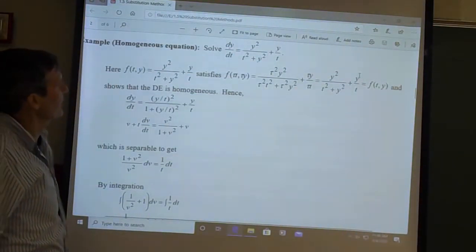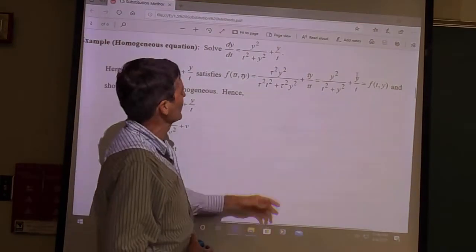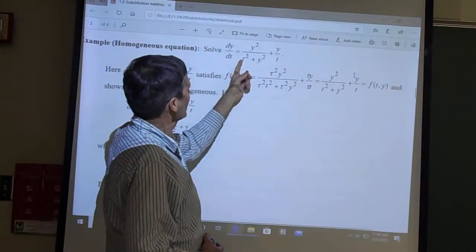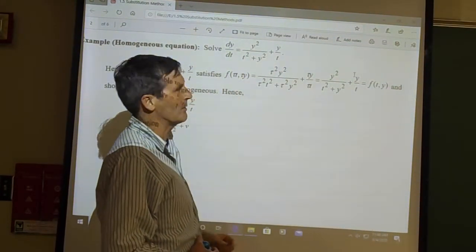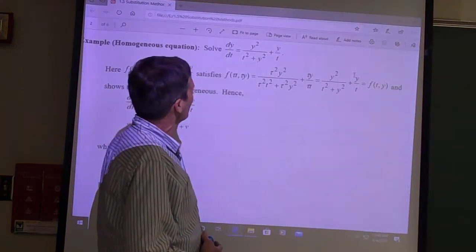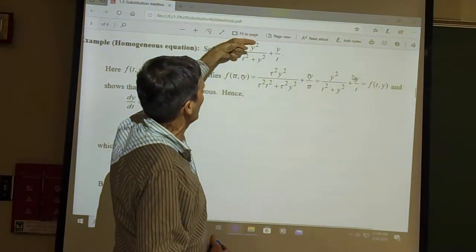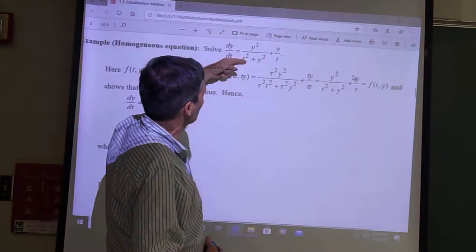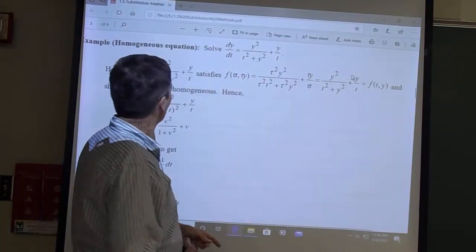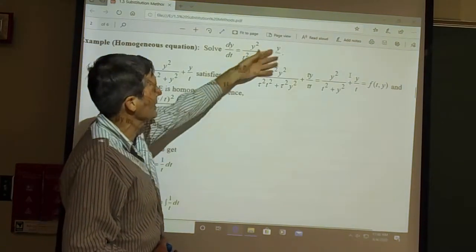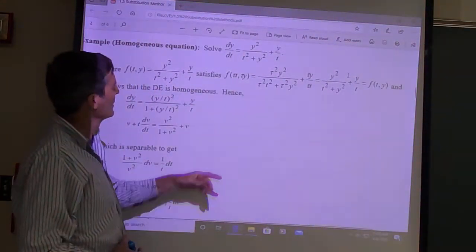So here's a function where you can tell it without using that trick. dy/dt equals (y squared over t squared plus y squared) plus y over t. How do I know that's homogeneous? Well, if you think about it, divide top and bottom by t squared, and this becomes y squared over t squared over 1 plus y squared over t squared. And you can see right away everything is just a function of y over t. But if in doubt, just try it.